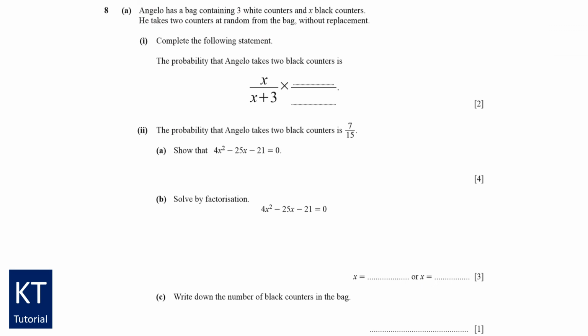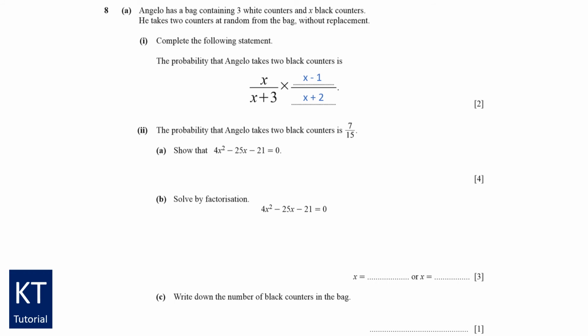Question 8a. Angelo has a bag containing 3 white counters and x black counters. He takes 2 counters at random from the bag without replacement. Complete the following statement. The probability that Angelo takes 2 black counters is... Being without replacement, both the numerator and the denominator of the second fraction are just 1 less than those of the first fraction. Next, the probability that Angelo takes 2 black counters is 7/15.